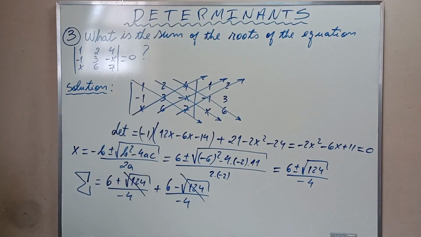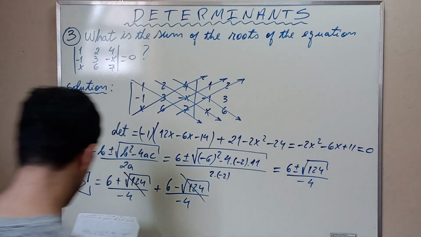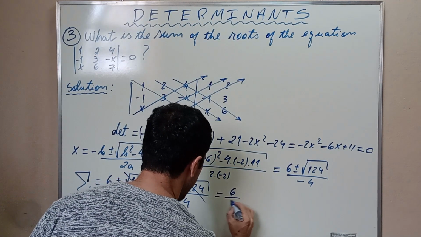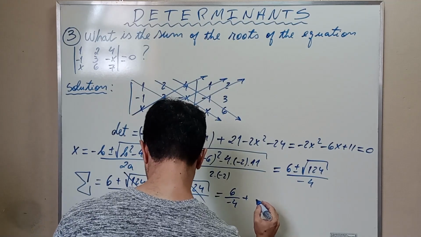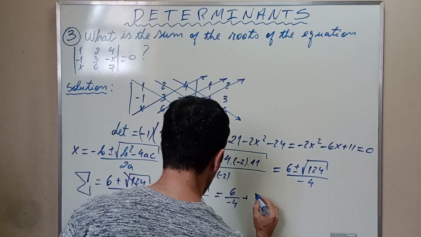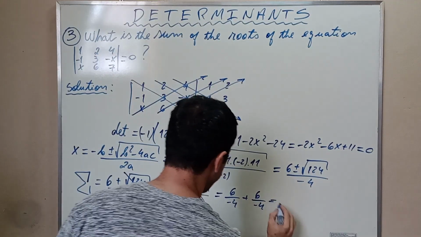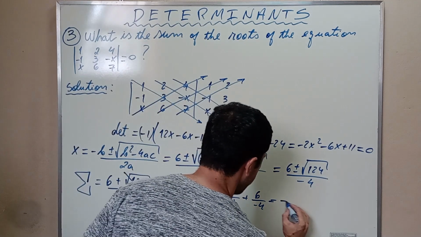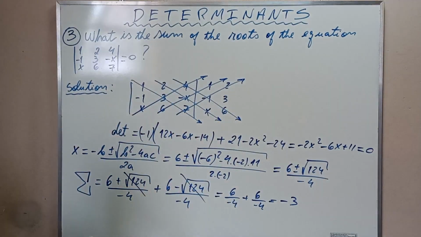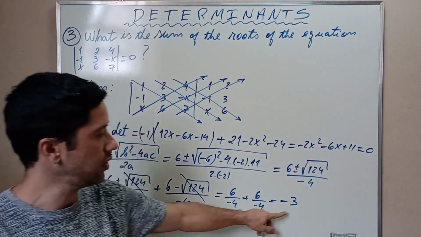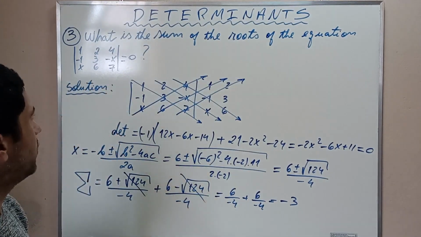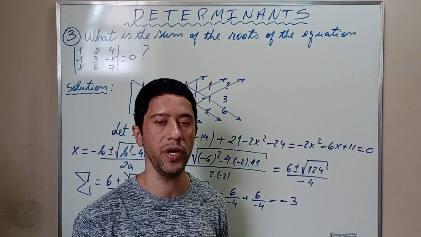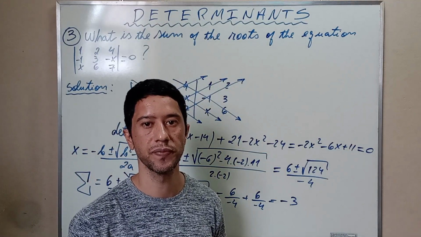And ultimately, we have that 6 divided by negative 4 plus 6 divided by negative 4. And this is equal to negative 12 divided by 4, which is equal to negative 3. Alright, my friends? So the sum of the roots of this equation is precisely negative 3. Alright, my friends, and this is all for exercise number 3. Let's go to the next.